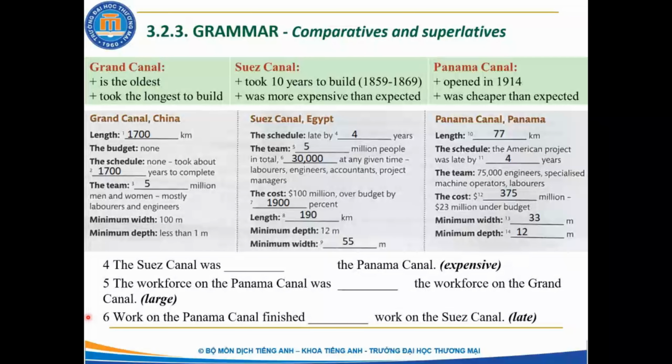Nào chúng ta cùng xem đáp án. Câu số 4 sẽ là The Suez Canal was not as expensive as the Panama Canal. Number 5. The workforce on the Panama Canal was not as large as the workforce on the Grand Canal. And number 6. Work on the Panama Canal finished later than work on the Suez Canal.